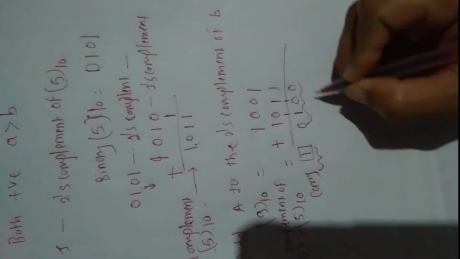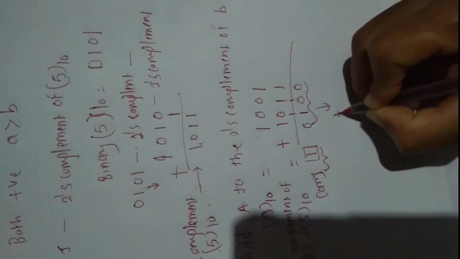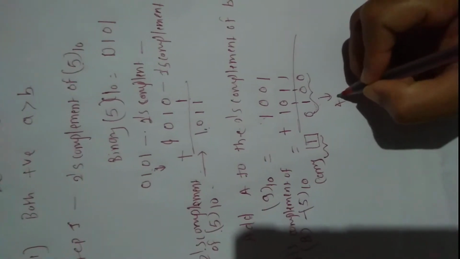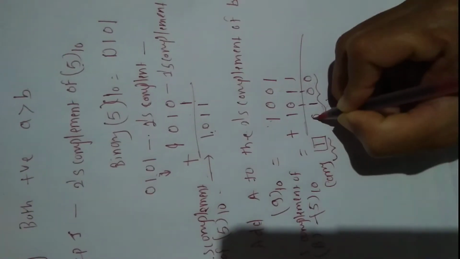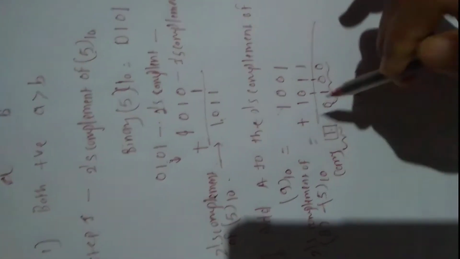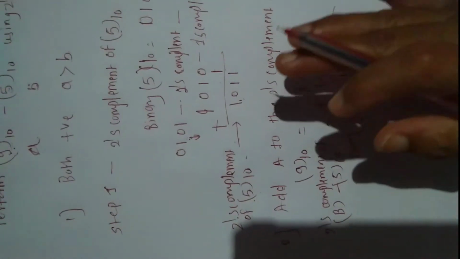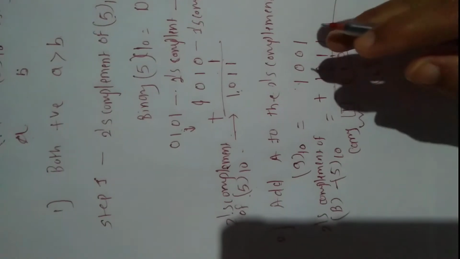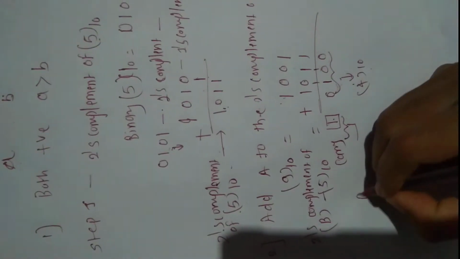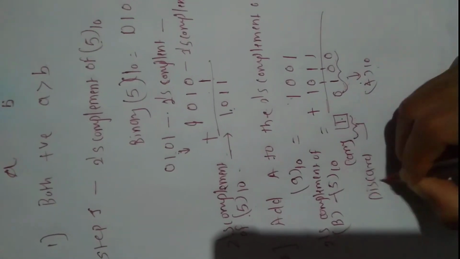9 minus 5 means the answer is 4. This binary number 0100 is 4. So the answer is in true form, and 9 minus 5 gives 4, a positive number, and the carry is generated and the answer is in its true form. We do not take the 2's complement again. The answer is in its true form, so stop, and discard and neglect the carry.